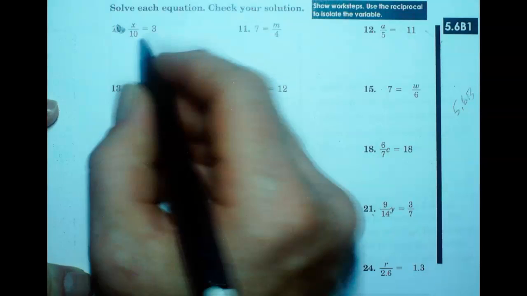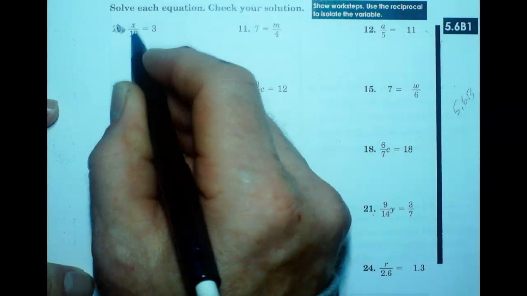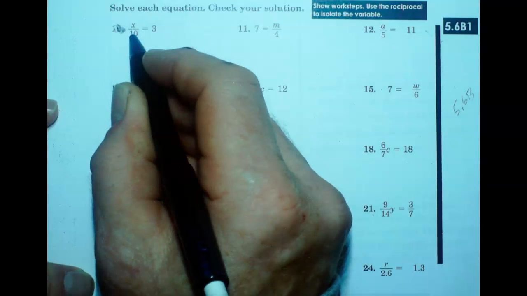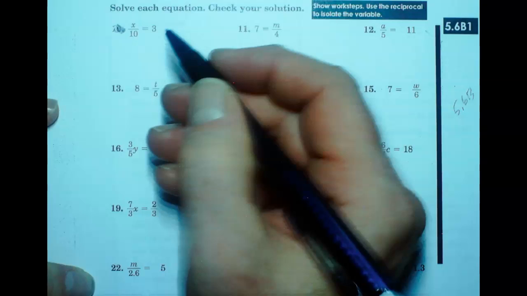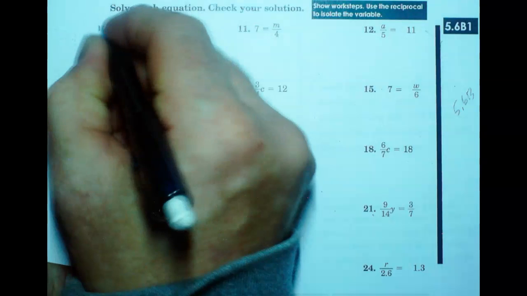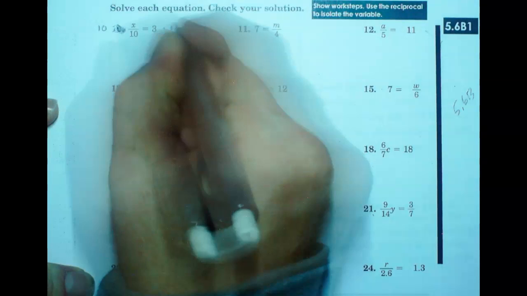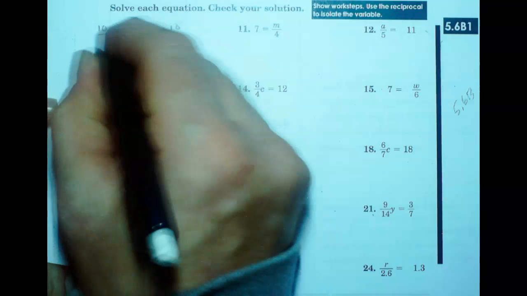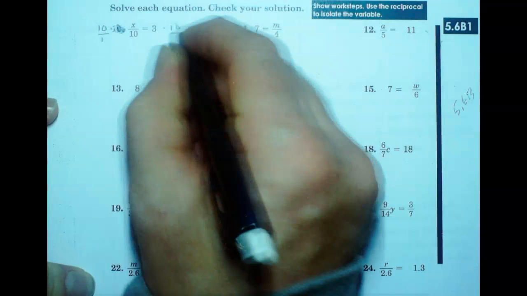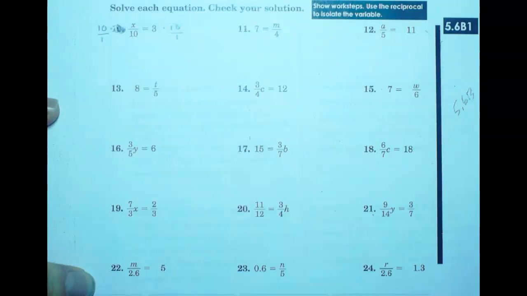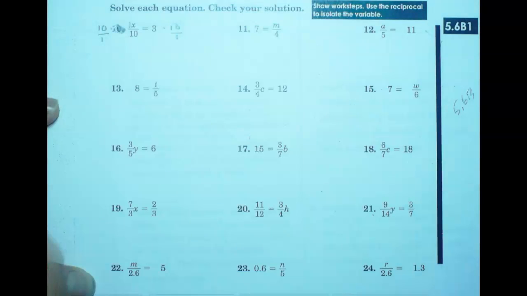What we need to do here is get rid of divided by 10. And the way we get rid of divided by 10 is to multiply by 10. So we're going to multiply by 10 on this side, and multiply by 10 on this side. Really what we're doing is multiplying by 10 over 1. And we can really think of this as a 1x up here.